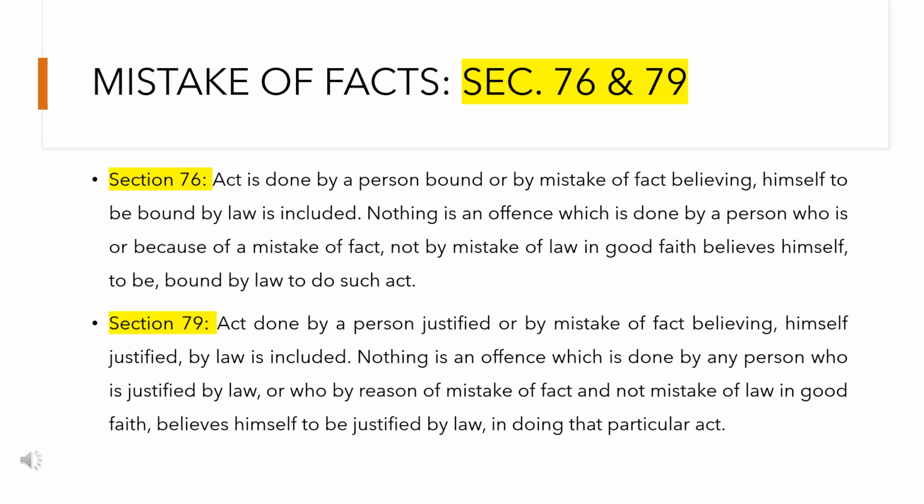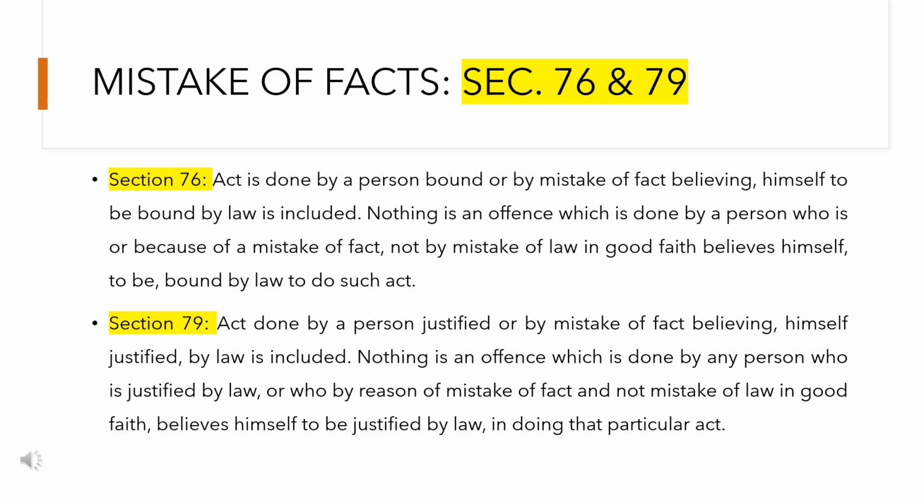Now let's see what the general exceptions are, one by one. First, mistake of fact. Section 76. Act done by a person bound by law, or by mistake of fact believing himself to be bound by law, is included. Nothing is an offence which is done by a person who is, or who because of a mistake of fact and not by mistake of law in good faith believes himself to be, bound by law to do such act.